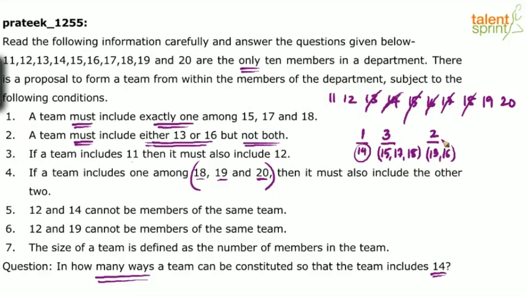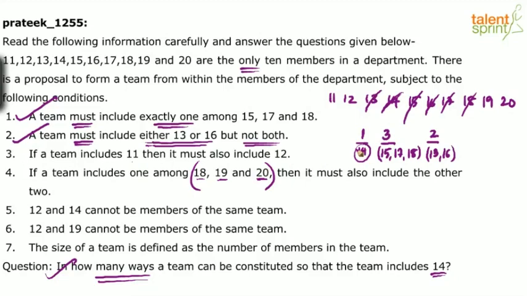We are just looking at whether we have satisfied all the conditions or not. We have satisfied condition 1, as we have chosen either 15 or 17 or 18. We have satisfied condition 2 also, which is either 13 or 16 but not both. And 14 should definitely be there in the team as per the question. So that part has been considered.